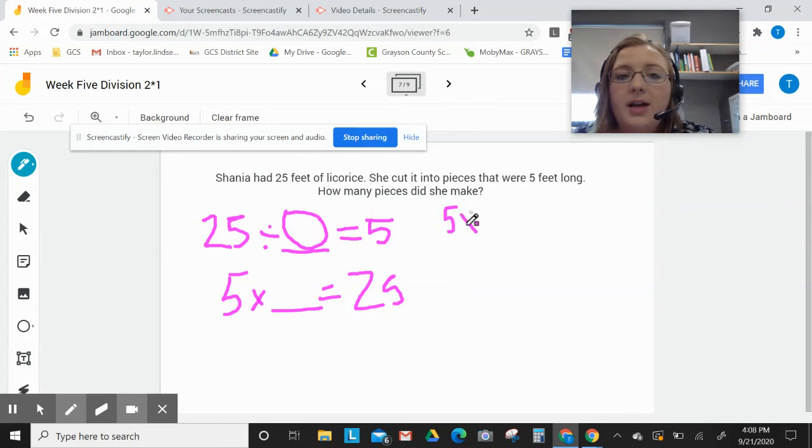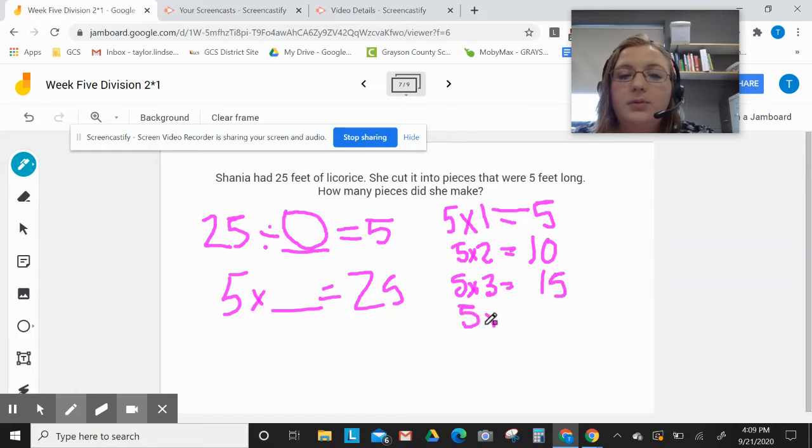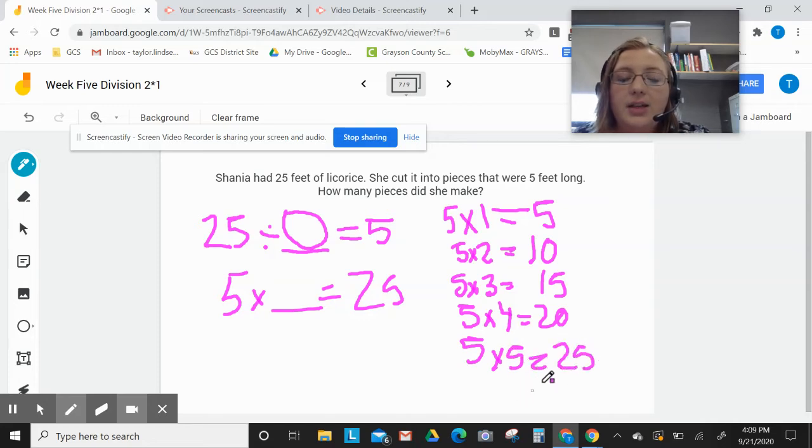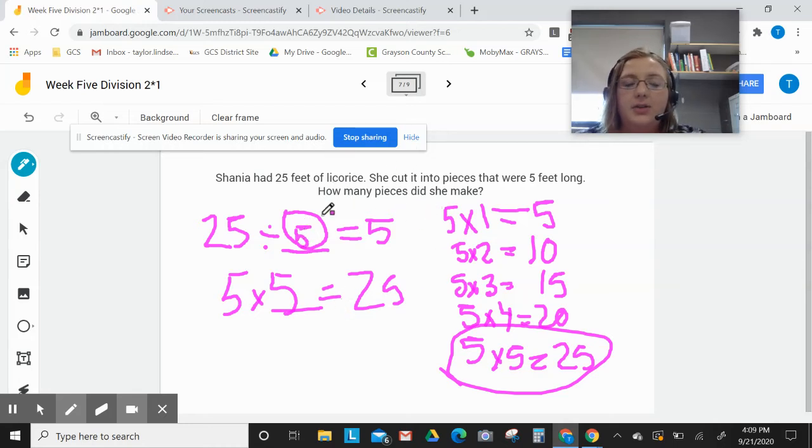5 times 1 is equal to 5. 5 times 2 is equal to 10. 5 times 3 is 15. 5 times 4 equals 20. And then 5 times 5 is equal to 25. Now, is that my answer? Yes. So I can make 5 groups of 25. So I can make 5 pieces of licorice.